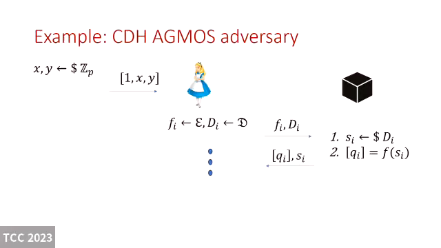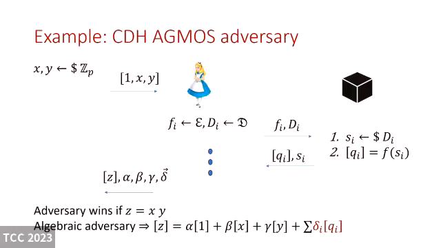And eventually, after many queries and computation, this adversary will output a group element, which is supposed to be the CDH output. And then it also provides a linear representation of the output. The adversary wins, of course, if it breaks CDH, so if z is equal to x times y, and since the adversary is algebraic, these linear relations should hold.